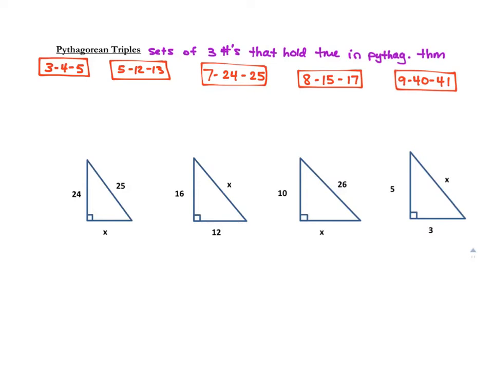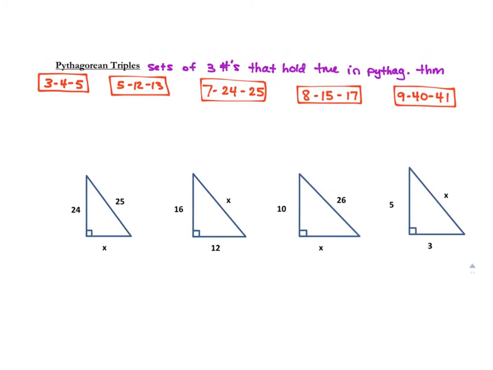Something to keep in mind is that the last number of all the triples is always the biggest number, and that's always the hypotenuse. So this 5 is going to be the hypotenuse, the 13 is the hypotenuse, and so on. Okay? So just keep in mind, like I said, the last number, the biggest number, is always the hypotenuse.